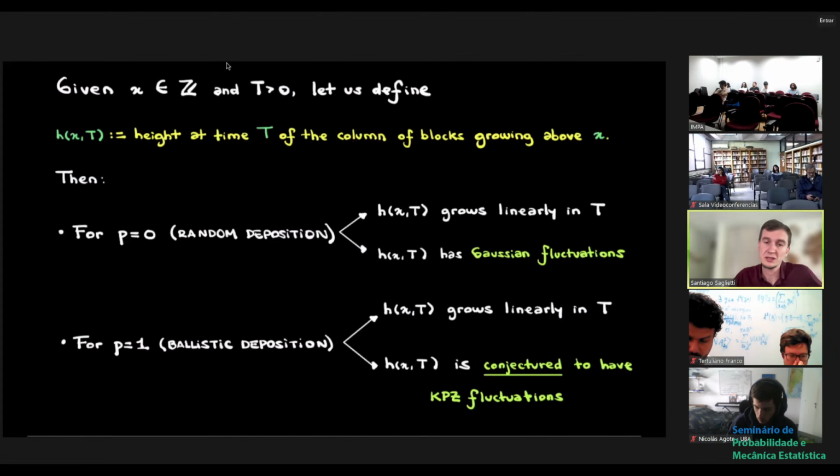Whereas for p equals 1, which is the standard ballistic deposition model, what we know is that the height also grows linearly with time. The constant might change, but it still grows linearly with time. But now the fluctuations should not be Gaussian. It's conjectured that the fluctuations should be in the KPZ universality class. So in particular, the fluctuations should be of order t to the 1/3 instead of t to the 1/2, which is the case for Gaussian fluctuations.